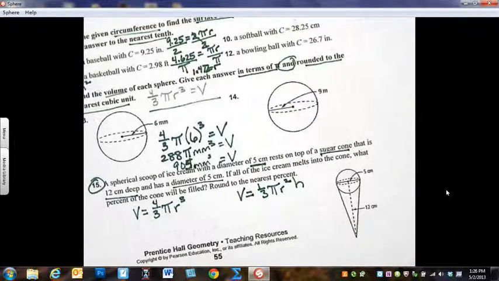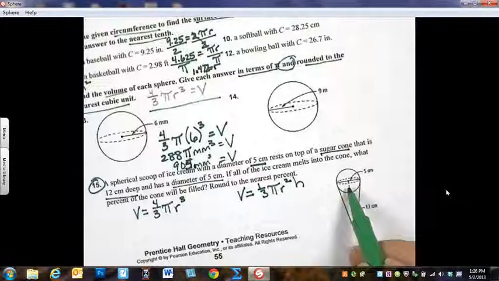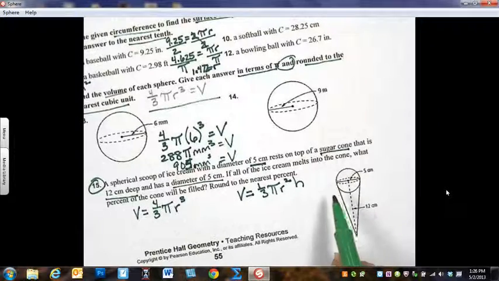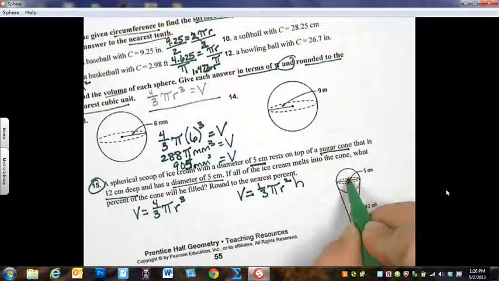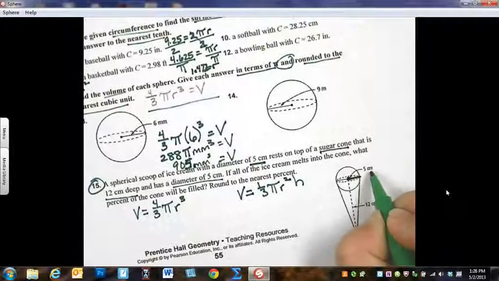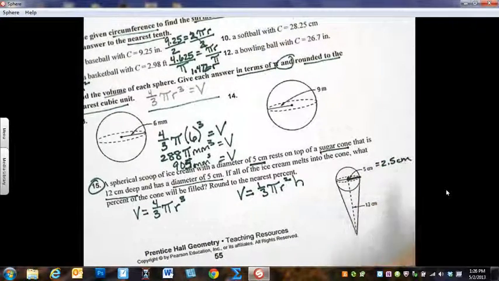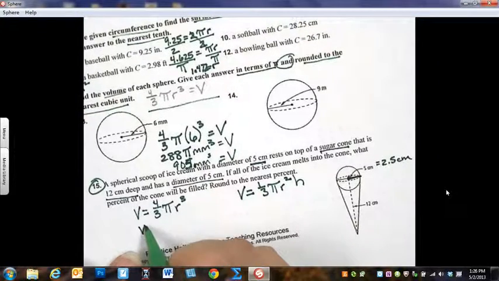So let's plug in our answer for both. What is my radius in both of these? Well, I think it says the diameter is 5. So the radius is going to be half of 5, which is 2.5 centimeters. So I'm going to plug that into both of these.